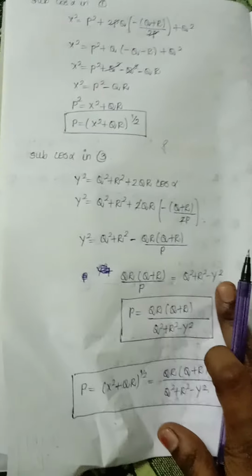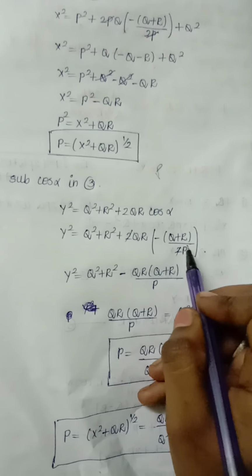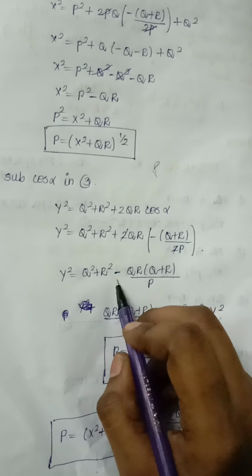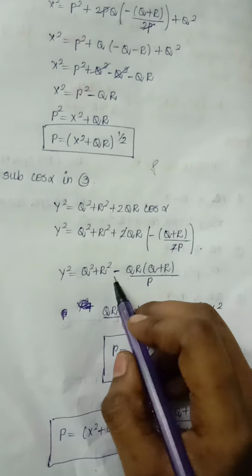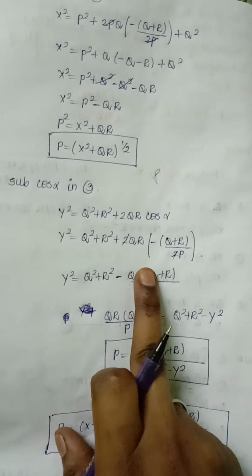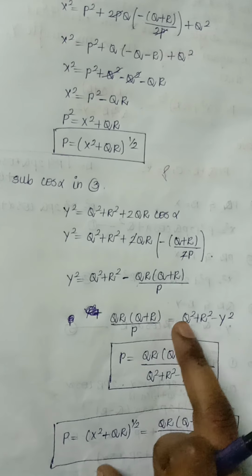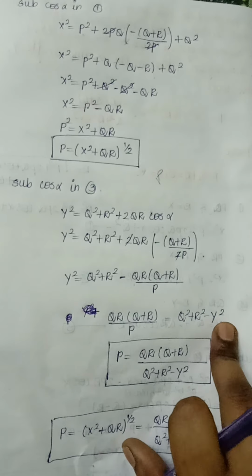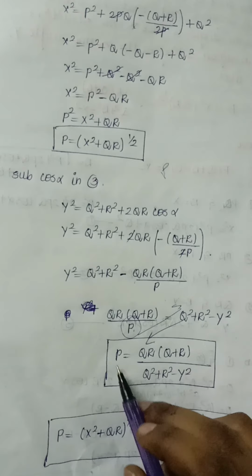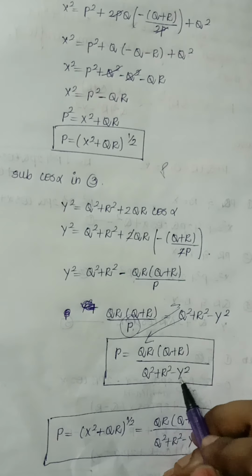Then what do we want to do? We want to substitute in the third equation. Instead of cos alpha we substitute, and then 2 and 2 get cancelled, and y square equals qr plus r square minus qr, with the minus taken out, minus qr into (q plus r) divided by p. If we take qr to this term and y to the other side, we get qr into (q plus r) divided by p equal to q square plus r square minus y square. Then we find our p value: p equals qr into (q plus r) divided by (q square plus r square minus y square).